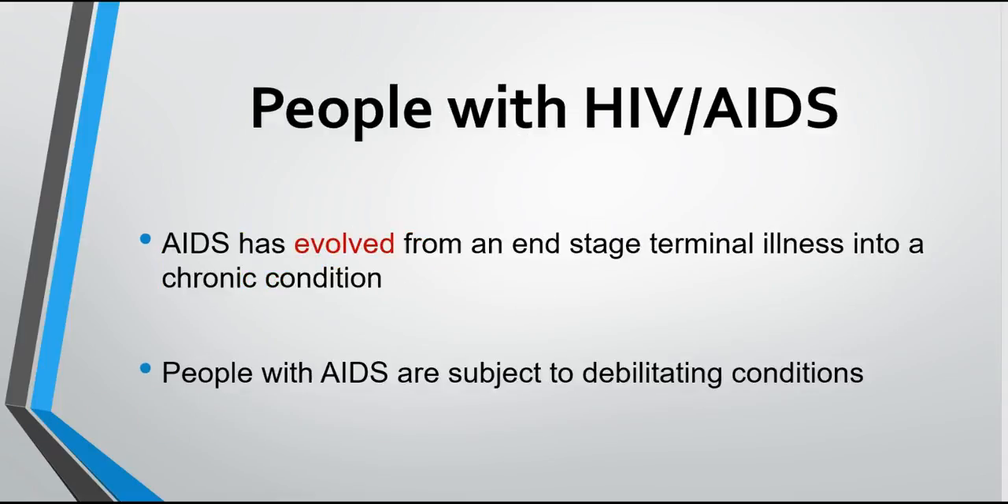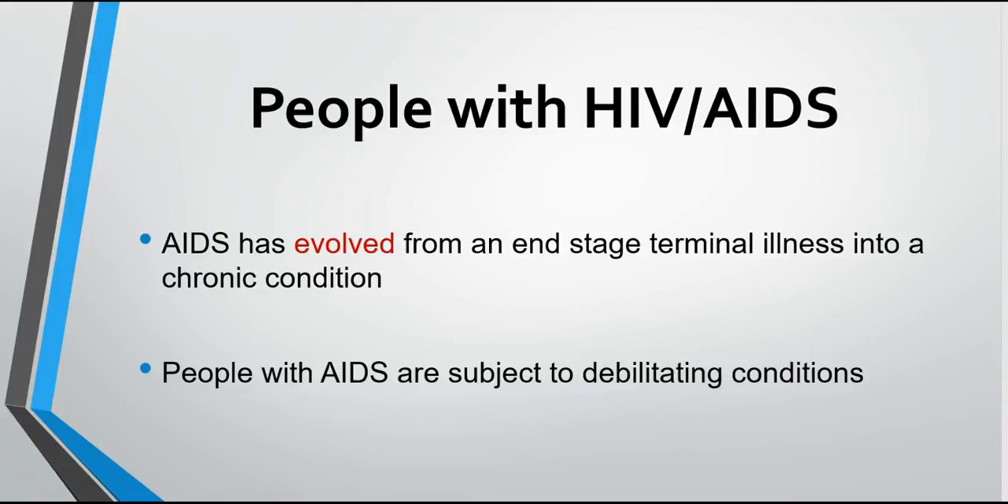All right. Now we're going to touch on people with HIV and AIDS. Again, we've spoken about HIV and AIDS in the chapter that touched on special populations or underserved populations. So AIDS has evolved from an end-stage terminal illness into a chronic condition. With the use of highly active antiretroviral therapy, people that are HIV positive stay in that stage of HIV where it doesn't progress to full-blown AIDS. So again, it has evolved into this chronic condition.